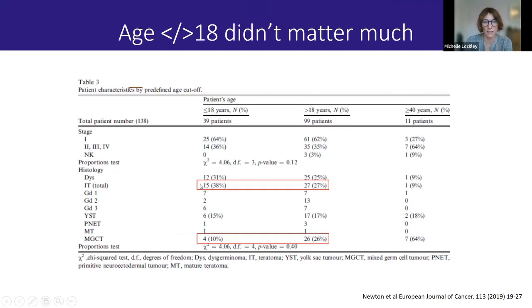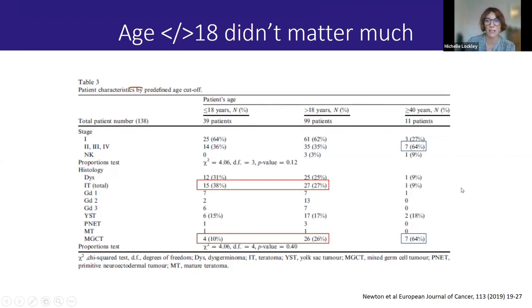So the incidence of immature teratoma was a bit higher in the younger age group, and the incidence of mixed germ cell tumour was a bit higher in the older age group. And then we looked at the over 40-year-olds, and we did see differences in that over 40-year-olds tended to have slightly higher stage disease, and they also tended to have even more of the mixed germ cell histologies. And you'll see that the N here, the number of patients in total, is tiny.